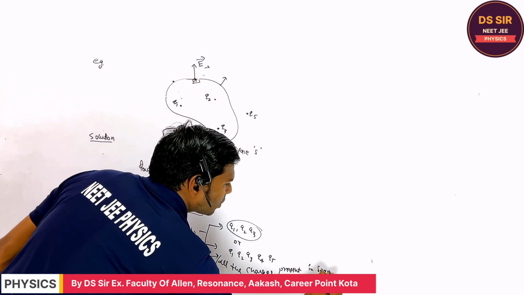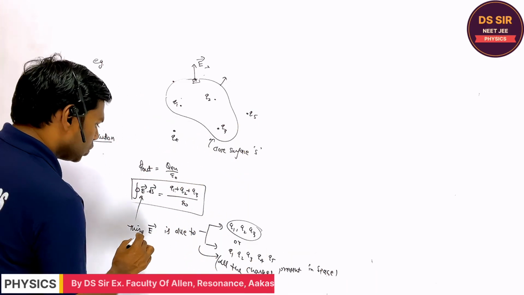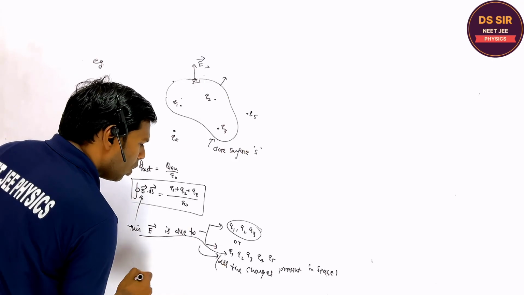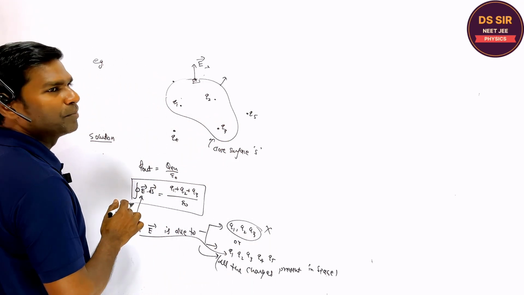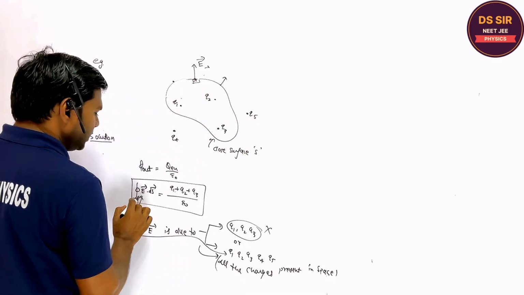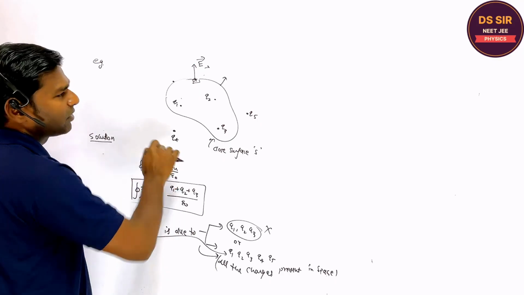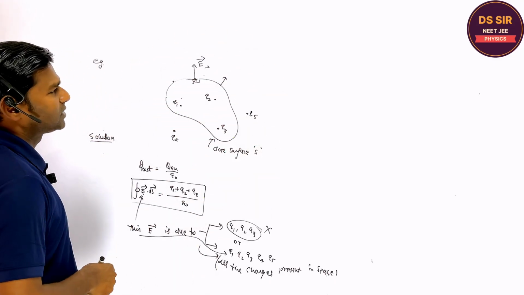Is it clear or not? Whether they are taken into account in the Q enclosed or not, this electric field is due to all the charges, not only Q1, Q2, Q3. Whether they are enclosed or not, this electric field is the total electric field due to all the charges present over there. You have to understand this.